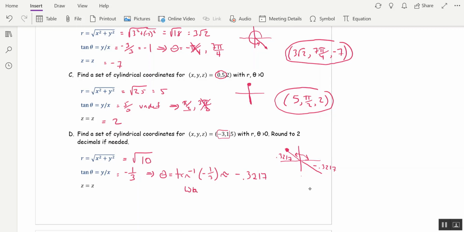So I want theta equal to pi minus 0.3217. And I did that out on my calculator, and I got 2.82, which is better because it's positive, and I know that's in quadrant 2. And then z equals z, which is 5. That's always pretty easy. And so if we finish it up, root 10, I got 3.16 for that. And then our theta is 2.82, and then our z is 5.